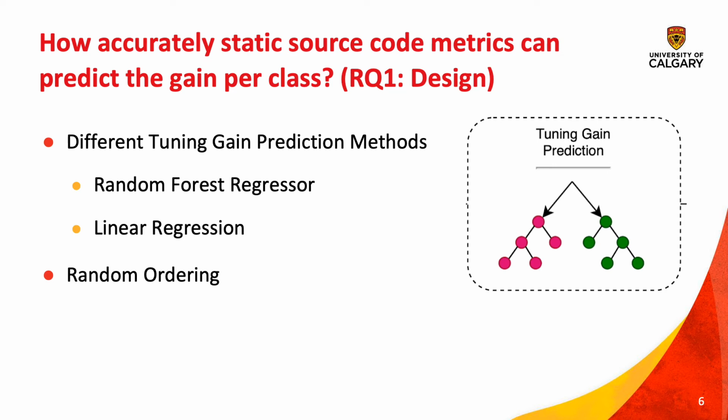In research question number 1, we want to see how well we can rank the classes with the model prediction of tuning gain. We rank the classes based on the predictions of 2 regression methods, random forest and linear regression. Moreover, we compared the results with a random ordering as a baseline.